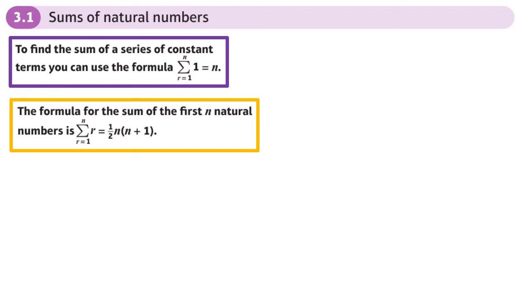This is the first section in the series chapter from the Core 1 book, and it's the sums of natural numbers. Okay, so the first thing that we need to know is about this sigma notation. So sigma is another Greek letter, and we use it in maths to stand for the sum of. It's the sum of the stuff that comes after it.